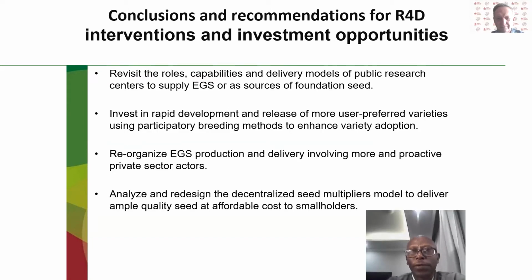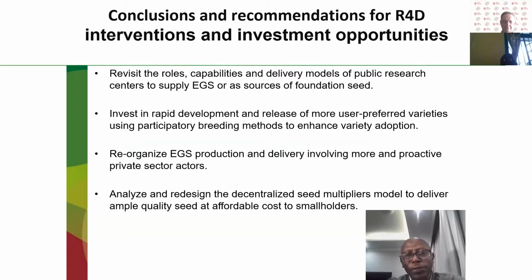What can we conclude and recommend from this study? We found that we need to revisit the roles, capabilities, and delivery models of public research centers to supply and deliver EGS to other users. We need to invest in rapid development and release of more preferred user varieties using participatory breeding methods to enhance variety uptake, considering that many varieties have been raised in Ethiopia, but only a handful are being grown commercially.